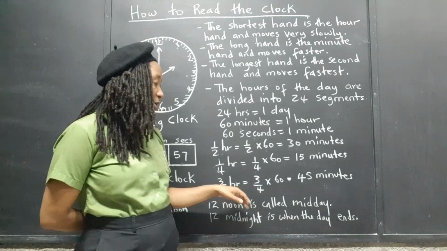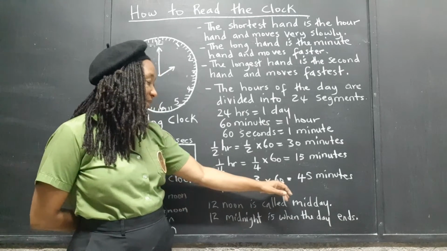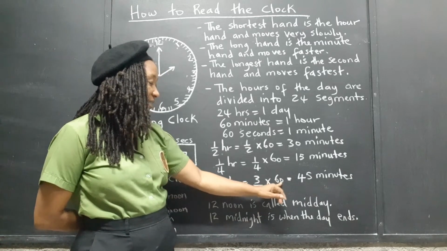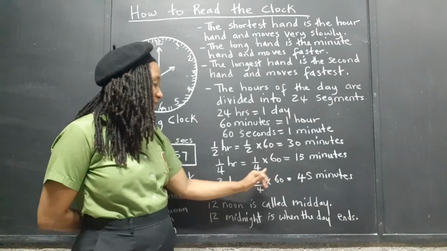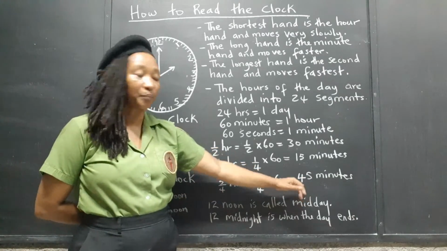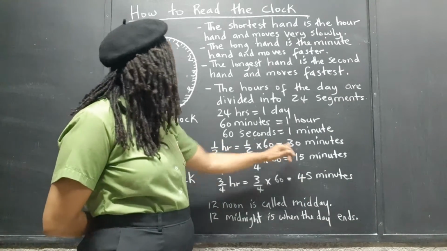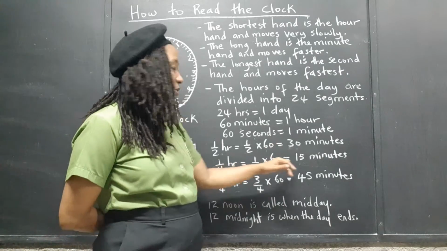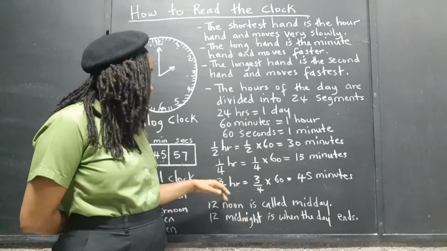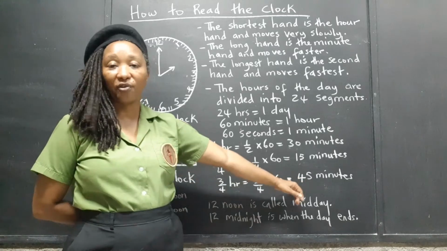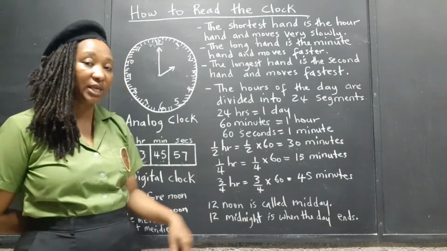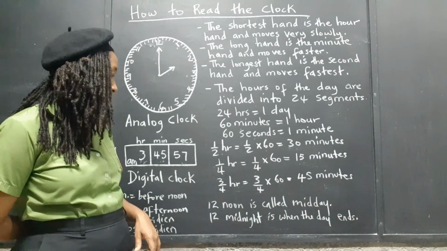3 quarters of an hour, 3 quarters times 60, so 4 into 60 goes 15, and 3 times 15 would give us 45. So half an hour is 30 minutes, a quarter of an hour is 15 minutes, 3 quarters of an hour, 45 minutes. Know these divisions, right?